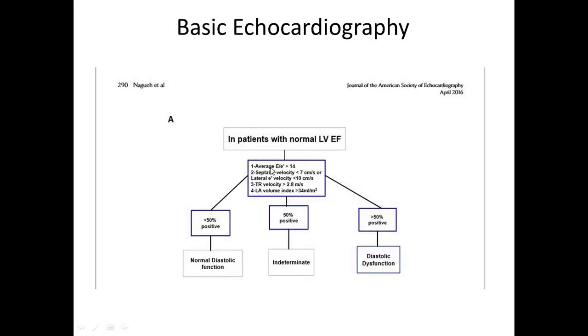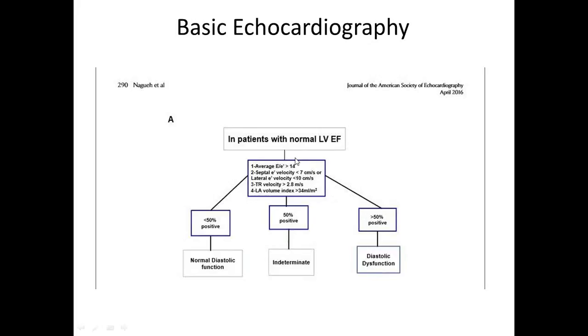Your E prime, if you're going to use the septal, should be less than 7. The lateral should be less than 10. TR velocity more than 2.8. Left atrial volume index greater than 34. So if they have 3 or more of these variables abnormal, then they have diastolic dysfunction. Then the next step is to grade it.